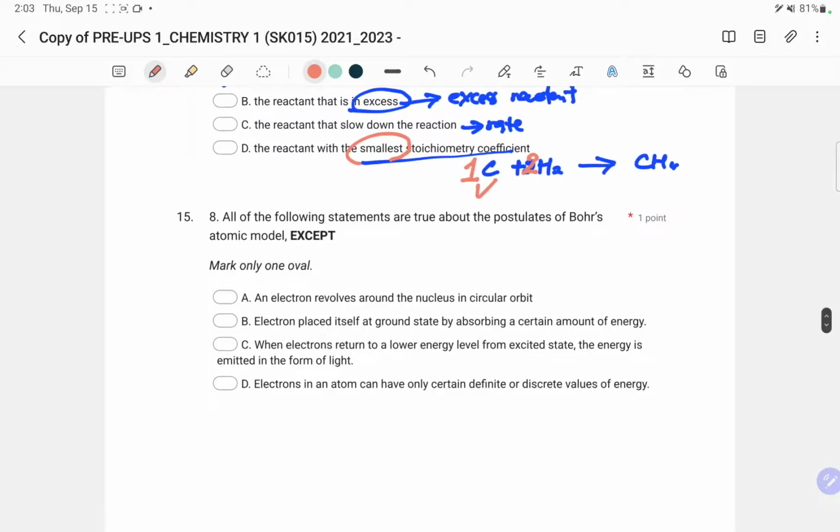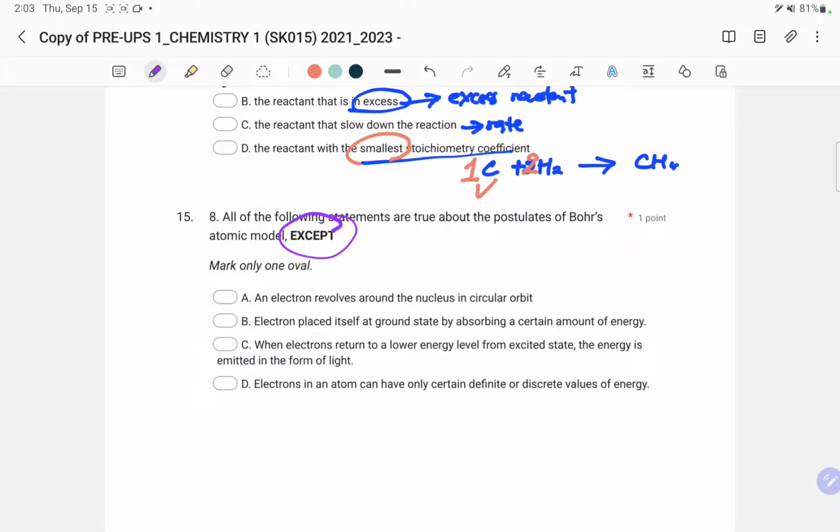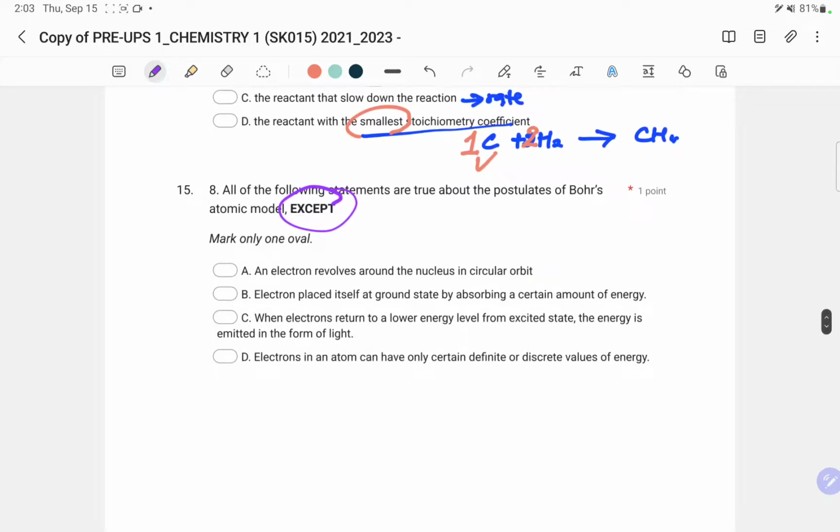Okay, number 8. All of the following statements are true about the postulate of Bohr, except. Dia minta except kat sini, kecuali. So, electron revolve around the nucleus in circular orbit. Oh, ni adalah postulate number 1. Electron place itself at ground state by absorbing a certain amount of energy. Tak ada, bukan. When electron return to a lower energy level from outside, the energy emits to form the light. Ni adalah postulate number 4. Dia emit forms of light.